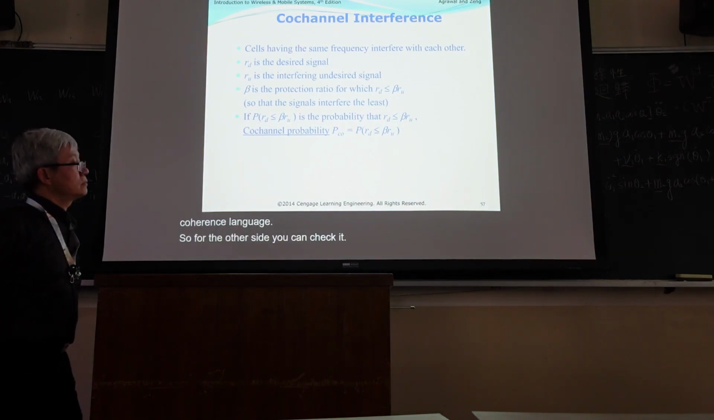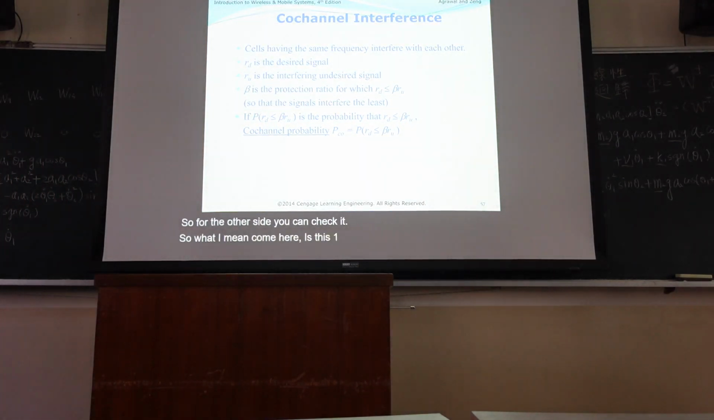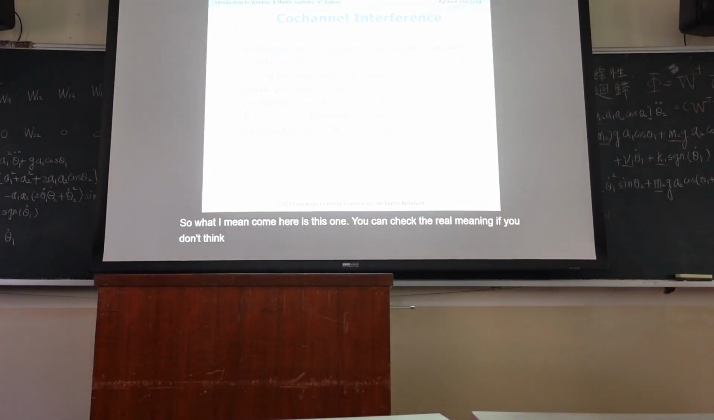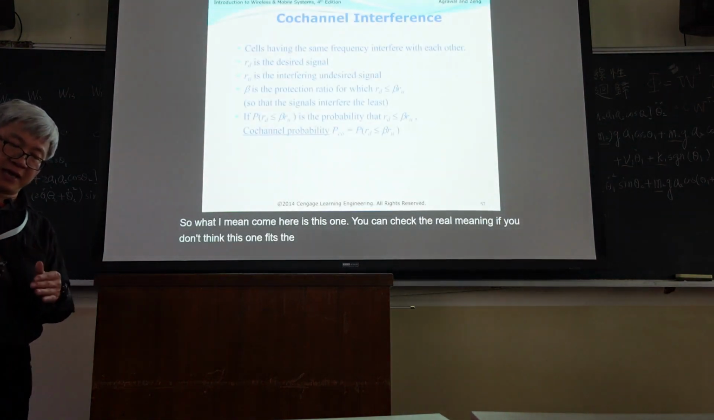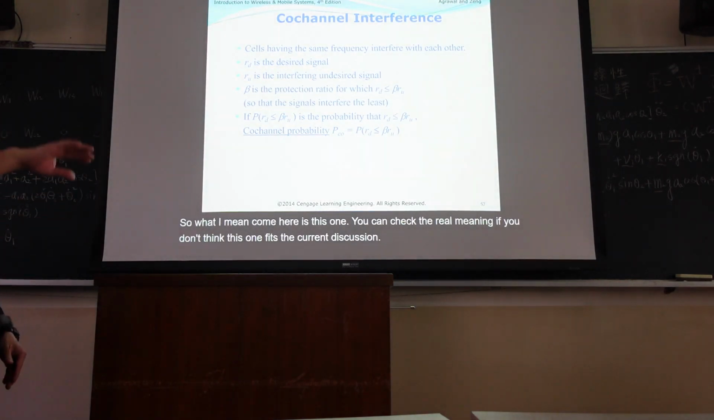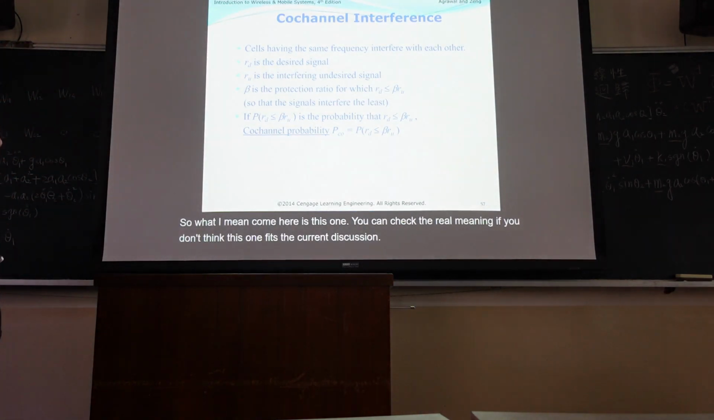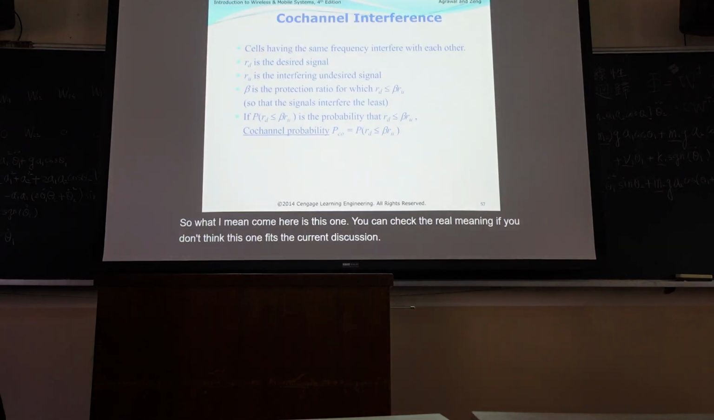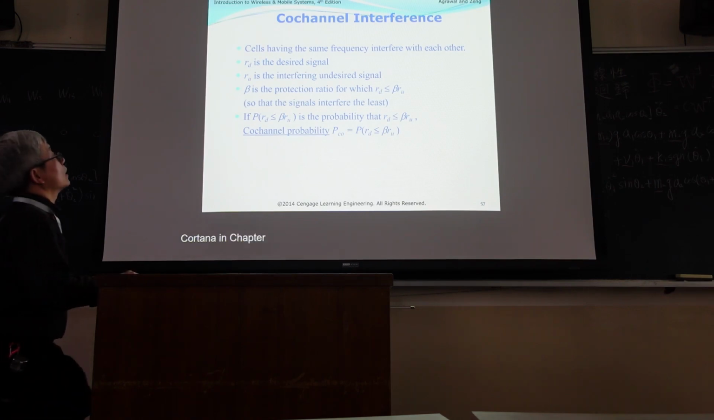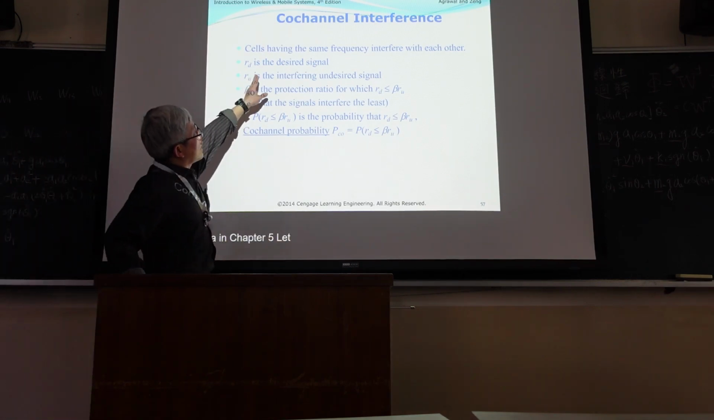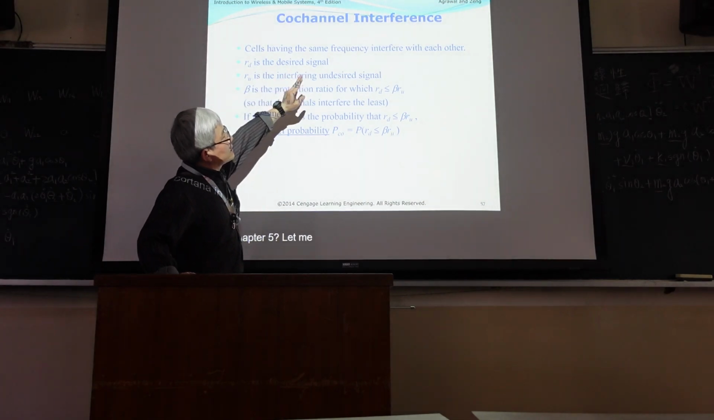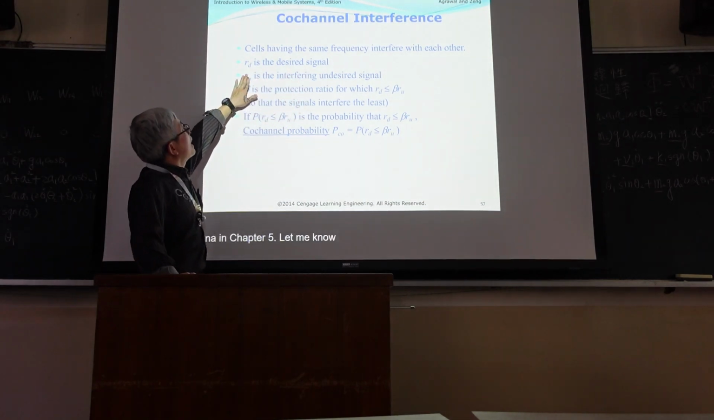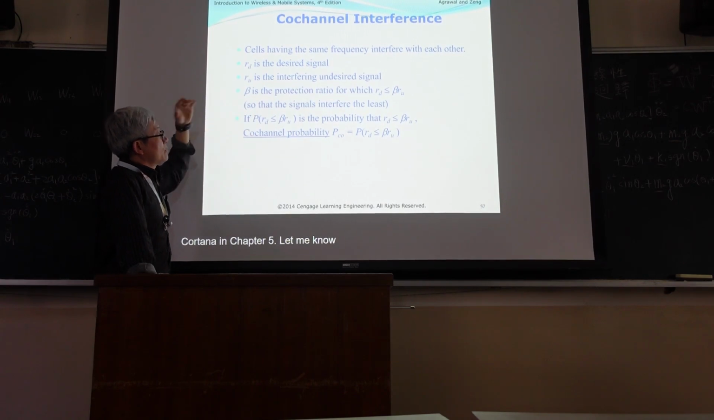Cochannel is actually in chapter 5. Cochannel means that within the cell I use channel 1, and the other cell also uses the same one, so we have cochannel interference. Of course, with cochannel interference we have the same frequency interfering with each other, and later we will have some parameters.